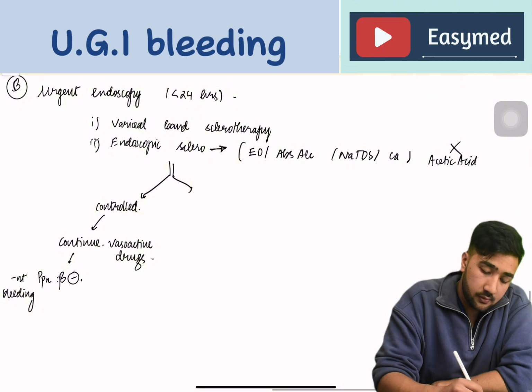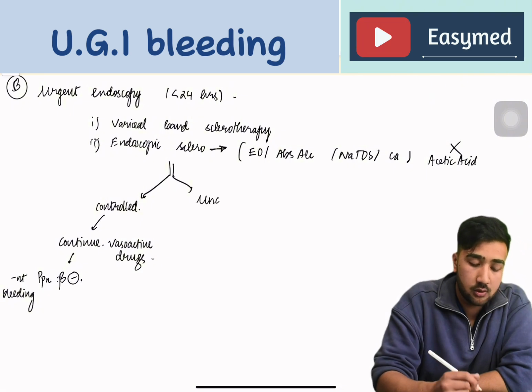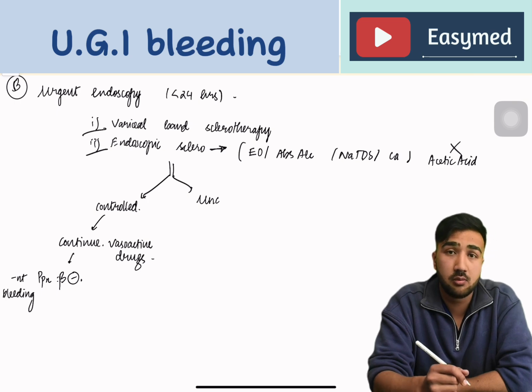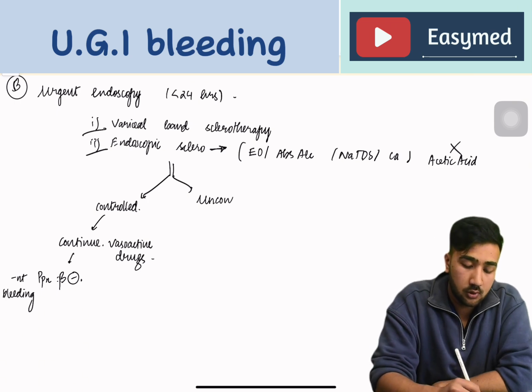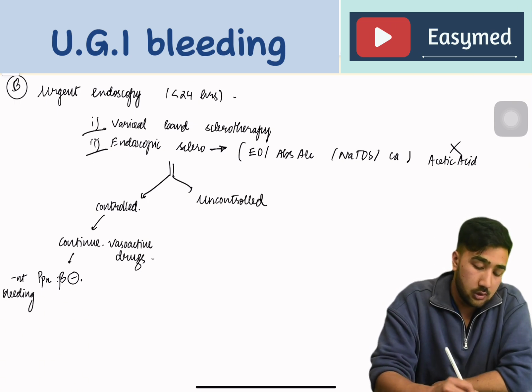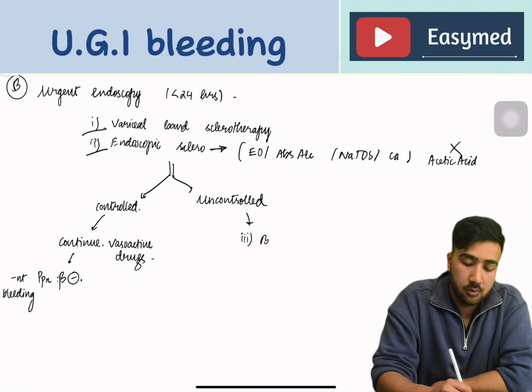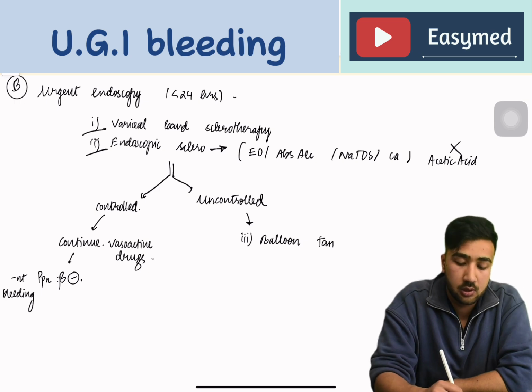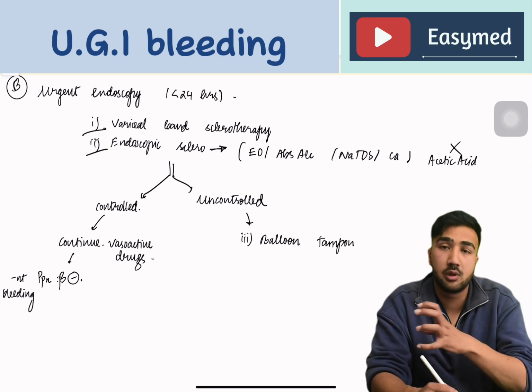Now if the first two, 1 and 2, fail to control the variceal bleeding, then we have to look for other options. The first one is that we can do balloon tamponade. It's not a definitive method of treatment. It's just a temporary method to stop the bleeding.